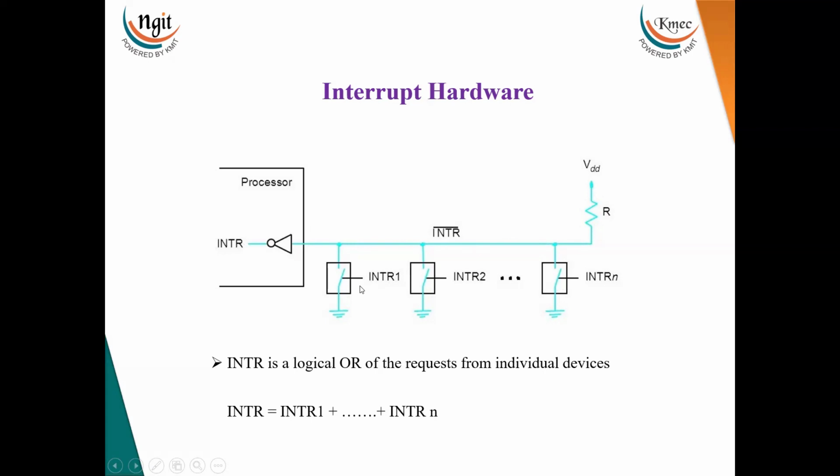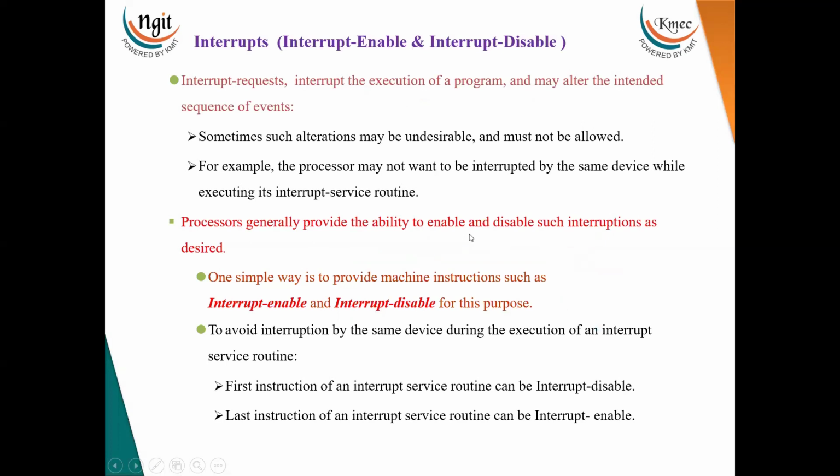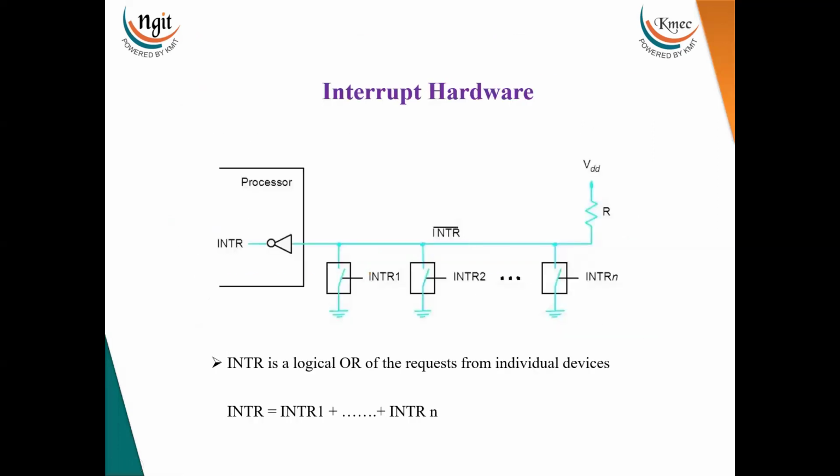Now this is for only one device sending. If more than one device is sending the interrupt signal, then this switch is closed, this switch is closed, and so on, many switches are closed. If one switch or more than one switch is closed, then this line value is equal to 0. Why? Because the VDD signal is grounded. Wherever the switch is closed, through that switch the VDD will be grounded. Thereby the INTR bar value is equal to 0.